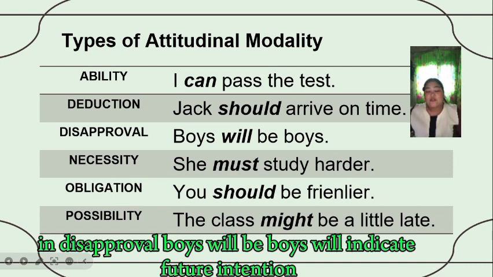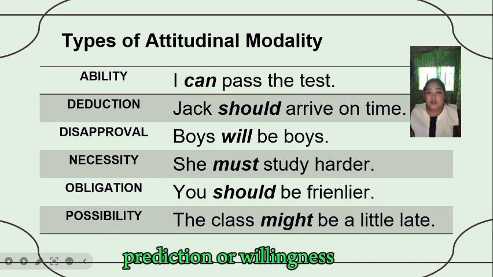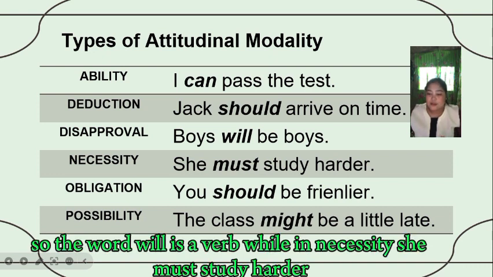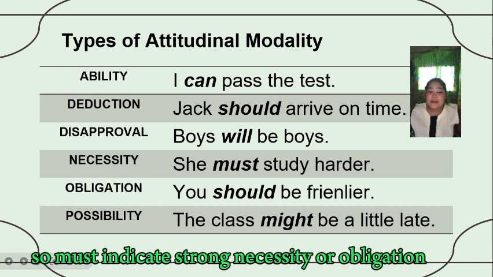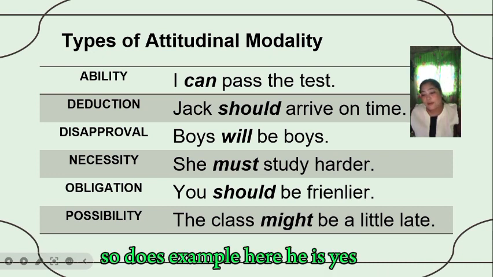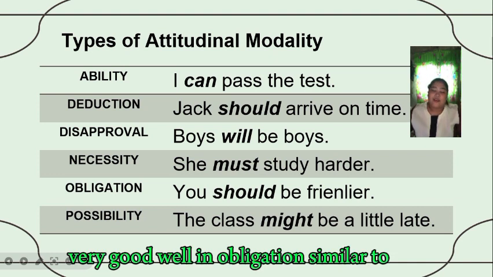Will indicates future intention, prediction, or willingness. So the word will is the verb. While in necessity, she must study harder. So must indicates strong necessity or obligation. So the example here is, yes, very good.